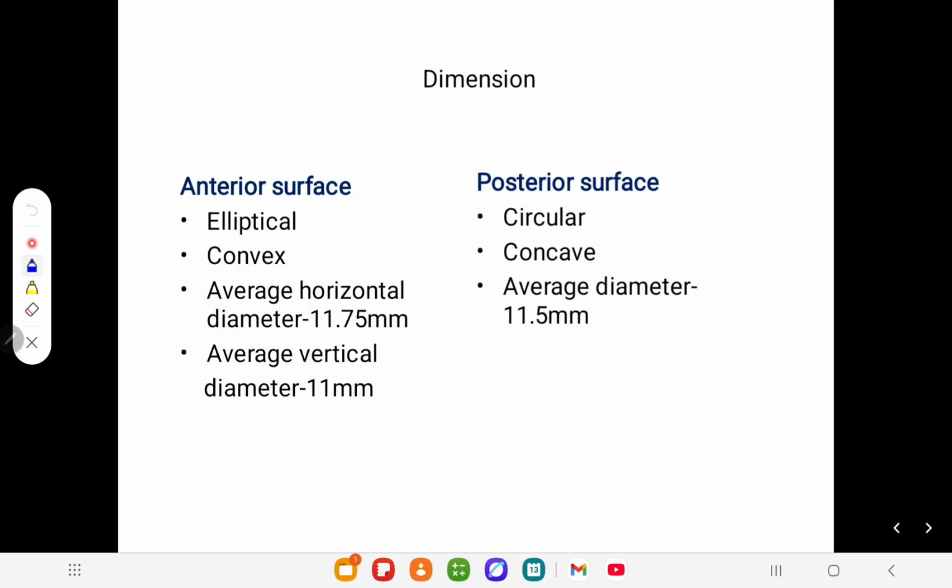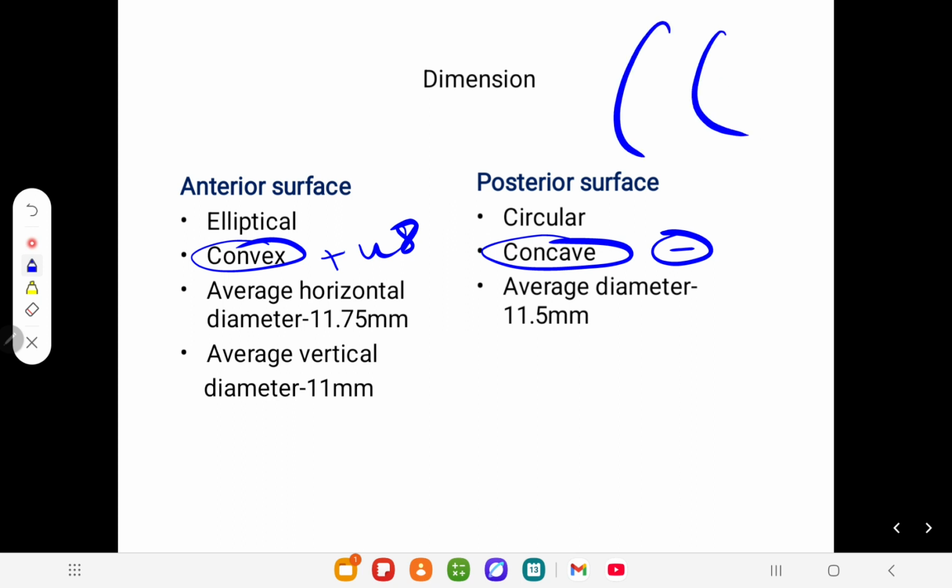So dimensions. The anterior surface and the posterior surface. The anterior surface is elliptical, convex. See, this convex and concave is very tricky. The posterior surface has negative power, almost negative 6 diopter. The anterior surface has positive power, always positive 48 diopter. That's why it's convex and concave. Okay. Seen from the outer side, it looks like both are convex.